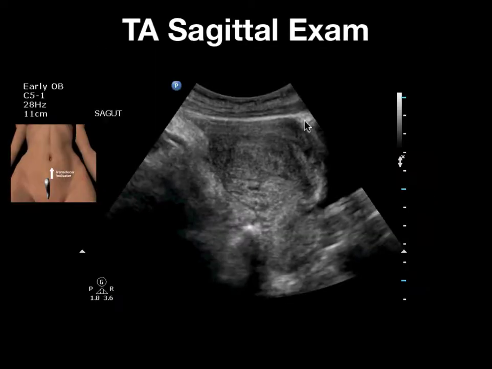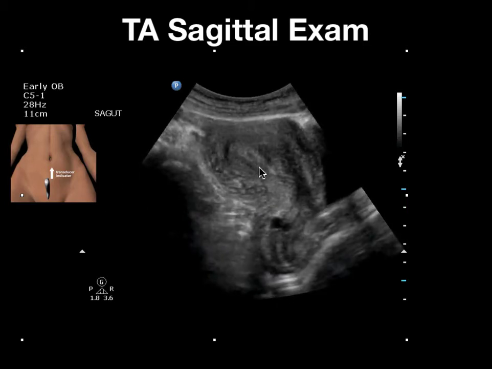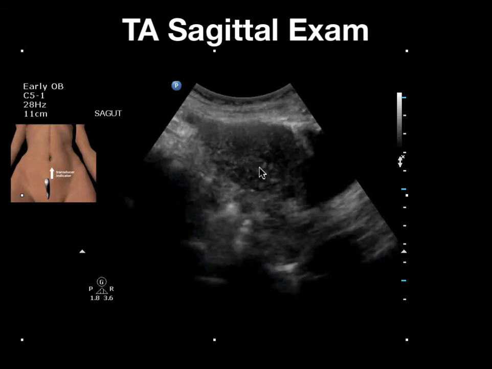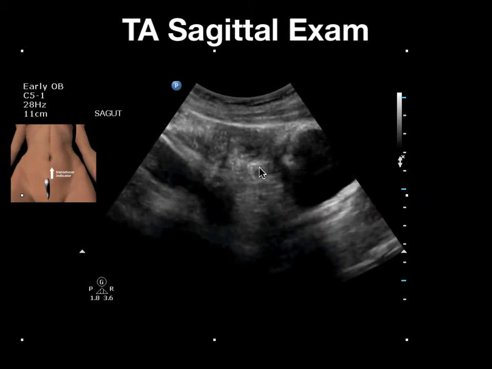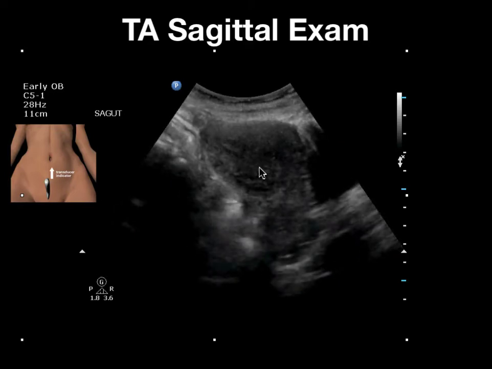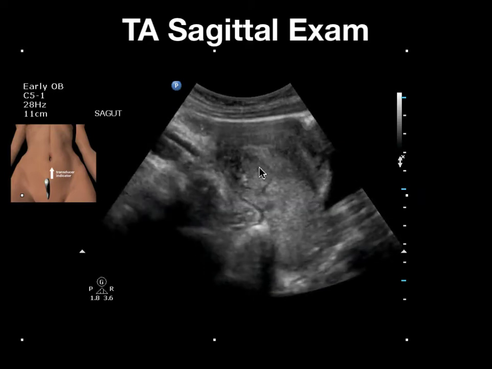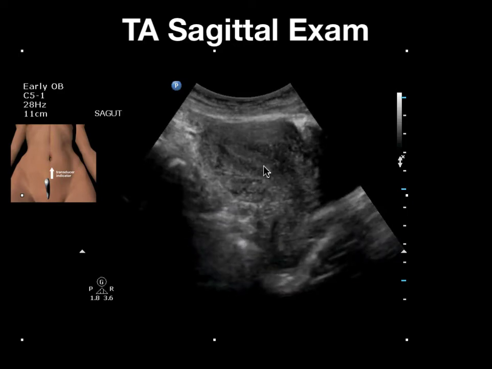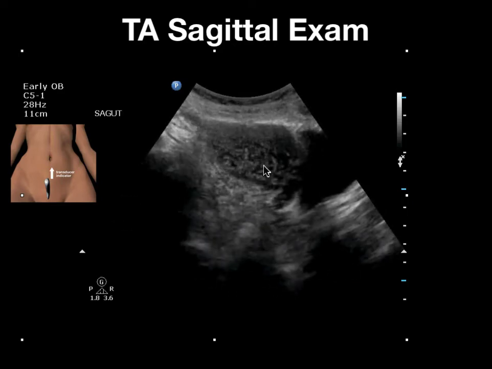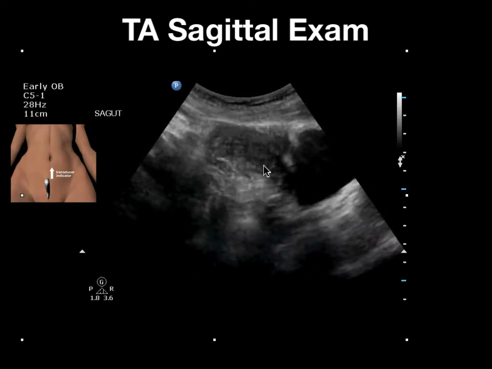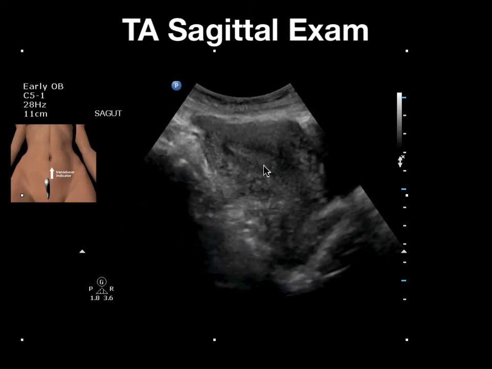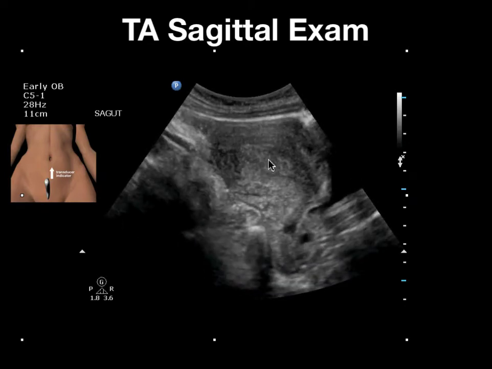Here's an example of a transabdominal sagittal exam where we sweep from side to side, surveying the entire uterus. So you can see we're sweeping from one side of the uterus to the other. And again, you can see here the uterus is anteverted. You've got urinary bladder. Here's vaginal stripe.